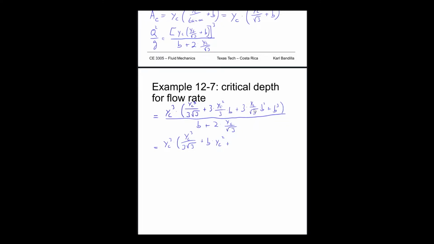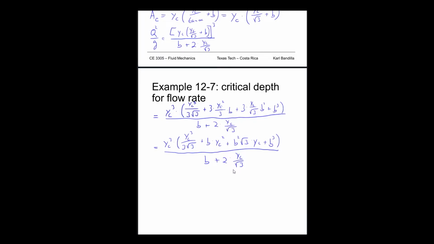plus, now if we multiply this fraction by square root of 3, then we'd have square root of 3 times square root of 3, so that would be 3, those cancel out, so we'd have b squared square root of 3 times yc, and of course the last term there's not much to simplify. And all that still divided by b plus 2 times yc square root of 3.